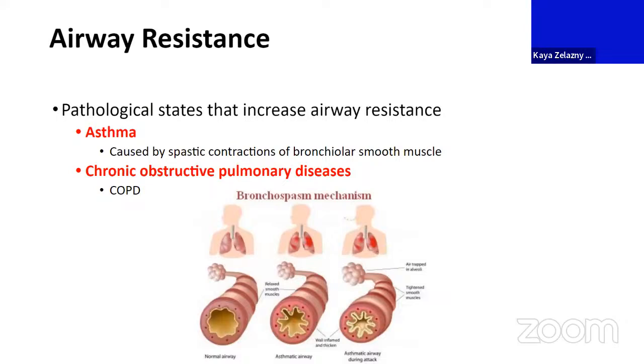So when we think about airway resistance, often when we think about these changes, we're thinking about pathological states or disease states that are affecting the resistance. So one of these is asthma. What's happening with asthma is we're having spastic contractions, so like intermittent contractions of the airway.